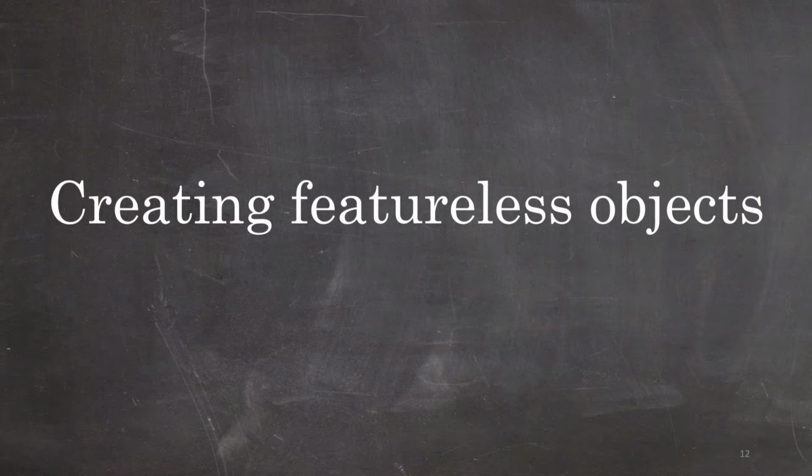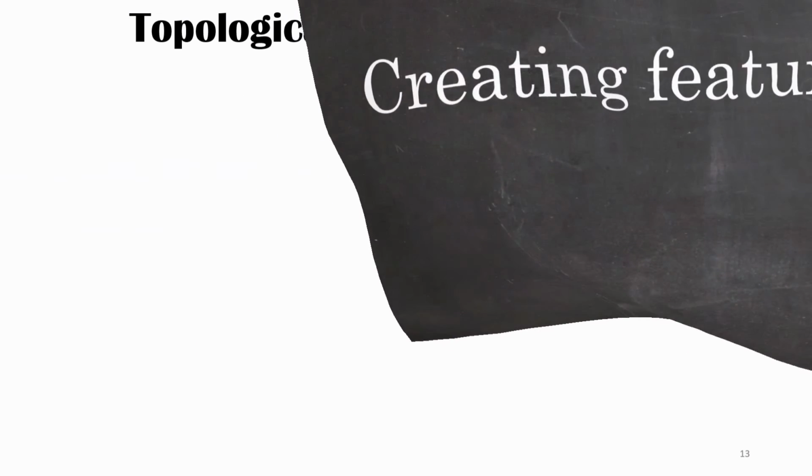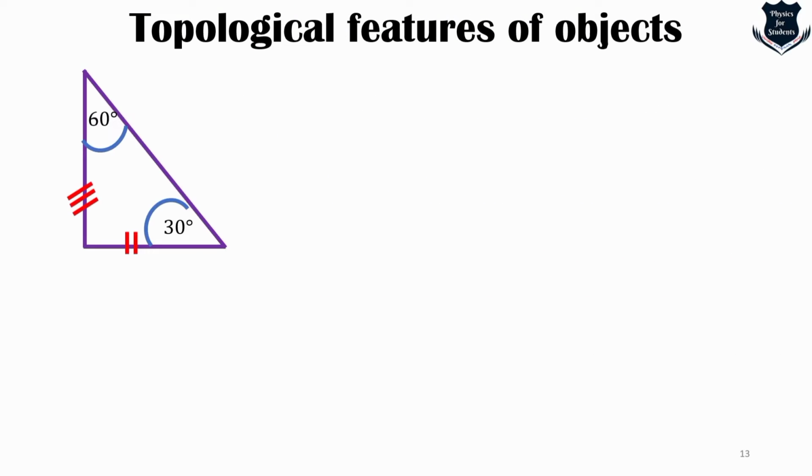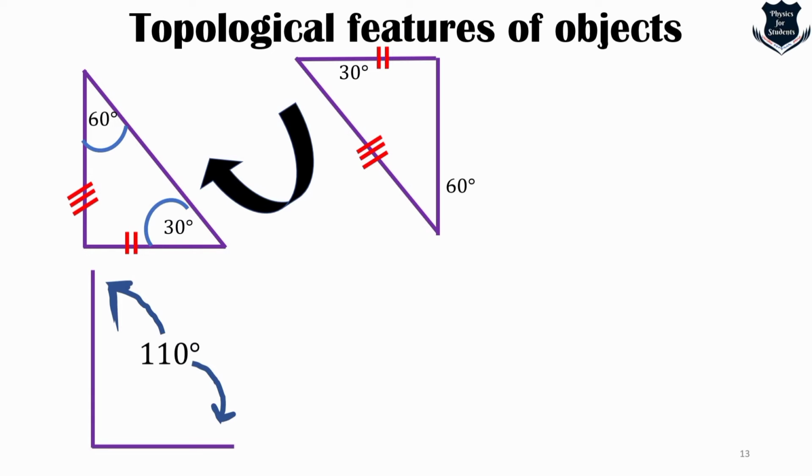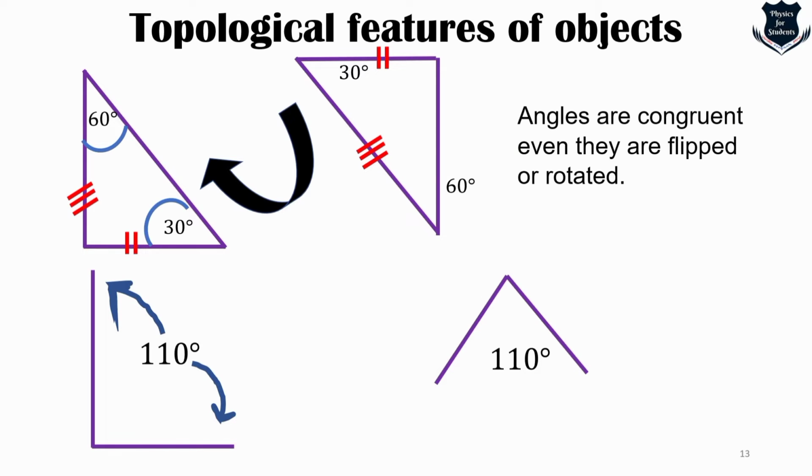So this is called creating featureless objects, or why do we create featureless objects? I will take a very simple example from our high school mathematics. You can understand this is basically a triangle, right? This is also a triangle, but it is in an inverted position. We have rotated it. Now again, this is an angle which gives 110 degrees, and this is also inverted. So the point I'm trying to make is that angles are congruent even if they are flipped or rotated. If they are flipped, they will be the same angle. If they are rotated, they will still be the same angle. So this is a rotation in both cases.